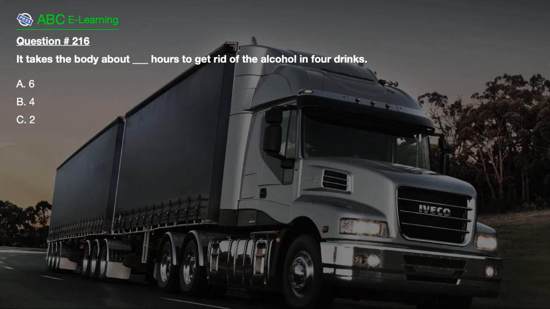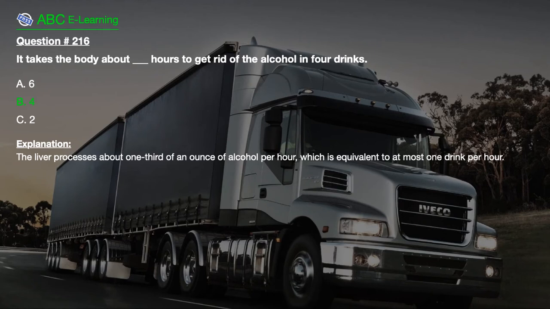Question number 216. It takes the body about blank hours to get rid of the alcohol in 4 drinks. A. 6. B. 4. C. 2. The correct answer is here. B. 4. Explanation. The liver processes about 1/3 of an ounce of alcohol per hour, which is equivalent to at most 1 drink per hour.